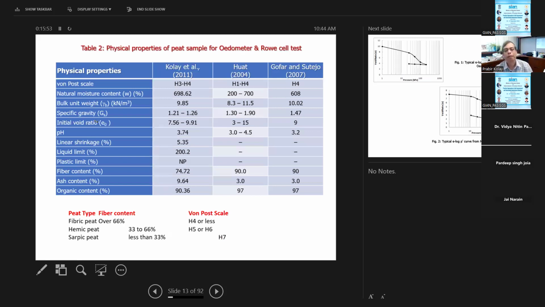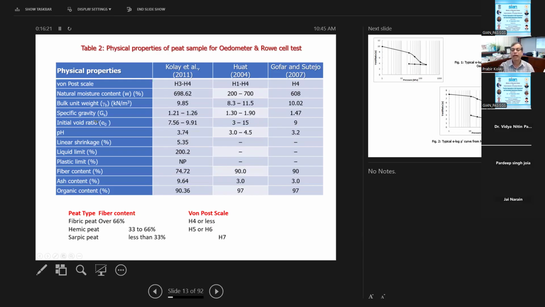Then these are the different properties of the row cell consolidation test. You see over here, the type of peat, as I mentioned: if it is over 66% fiber, it is called fibric peat. If it is 33 to 66% fiber, it is called hemic peat. If it is less than 33%, it is called sapric peat. There are different types of peat.